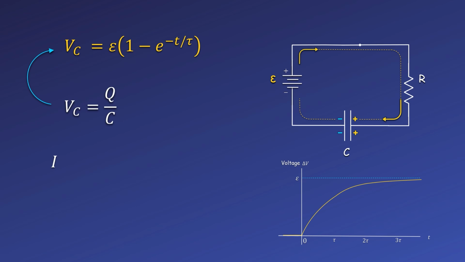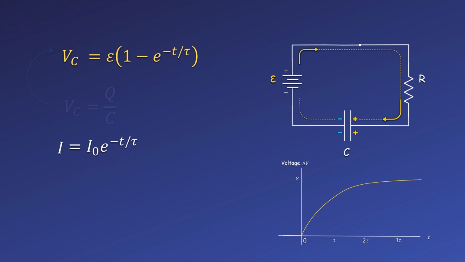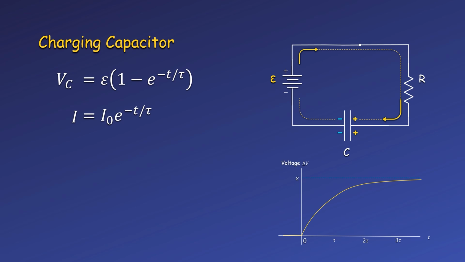The current is more interesting. We'll take the equation we get for charge and take a time derivative. One term will be constant and will go away after taking a derivative. This will leave us with this equation for the current. Notice the current looks exactly as it did before when the capacitor was discharging. This happens for the same reason.